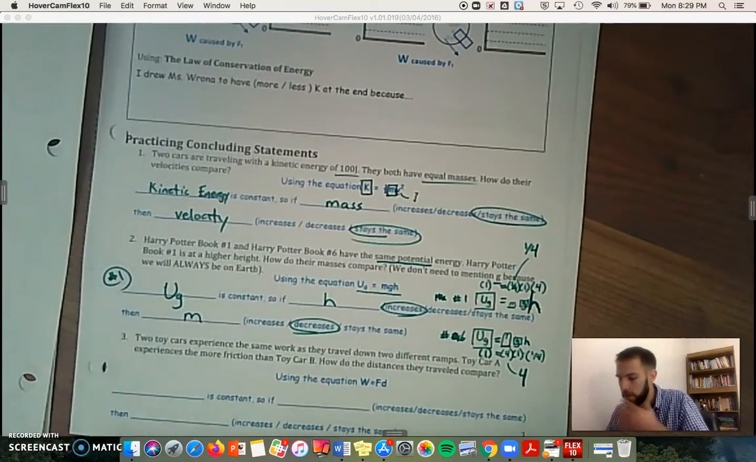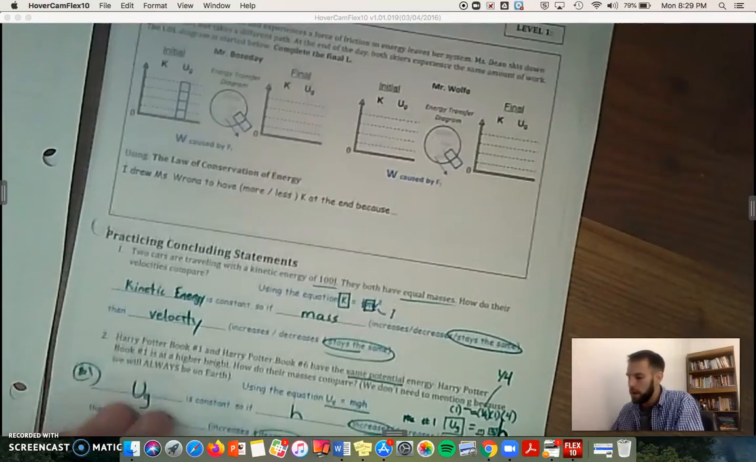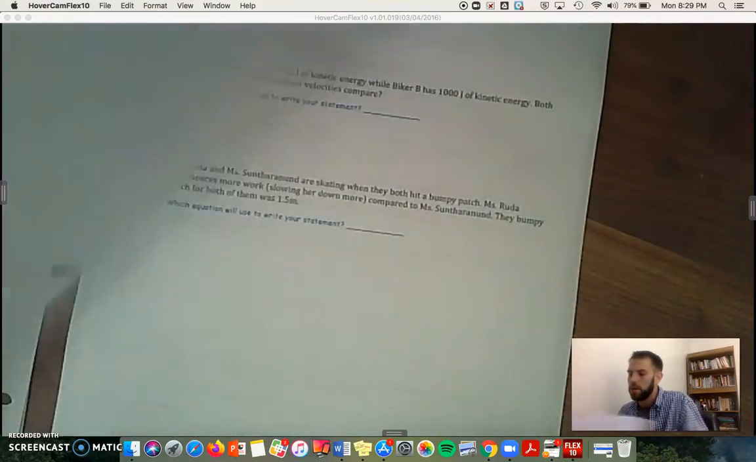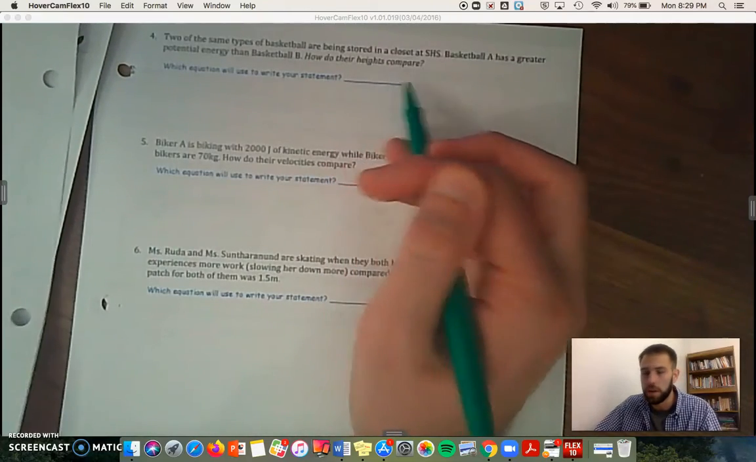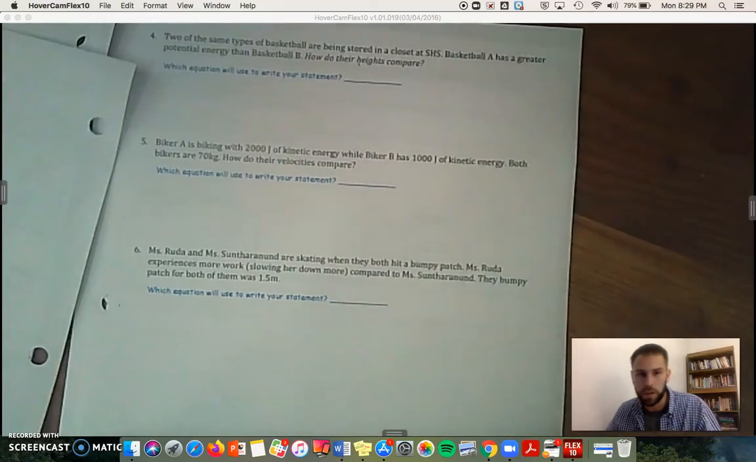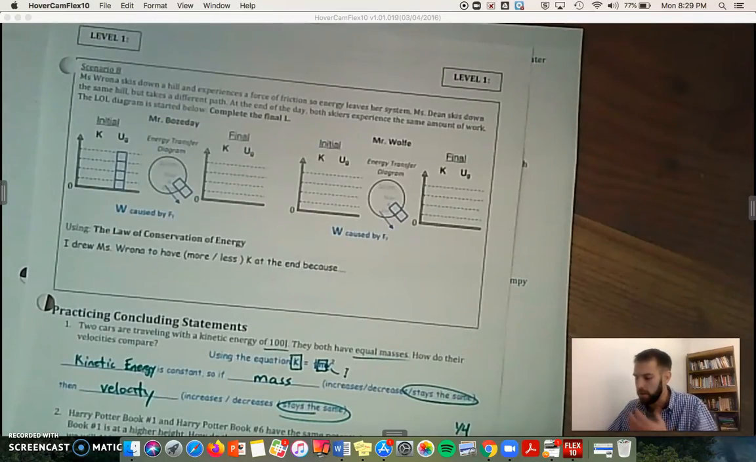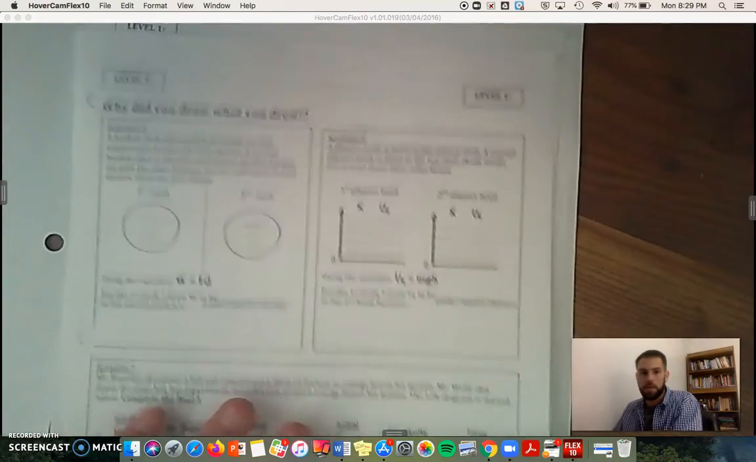What you guys are going to do in just a sec is work on the concluding statements for number 3, and then on the next page, the scaffolds are taken away, but you're still going to decide, if I'm talking about velocity, what energy is related to that? If I'm talking about distance or force, what energy is related to that? And then you're going to base everything off your equation, your concluding statement. Now remember, you're also going to be working on these two on page 2.